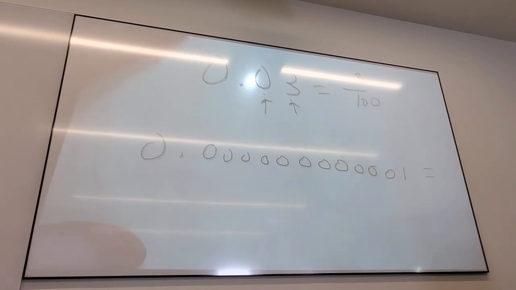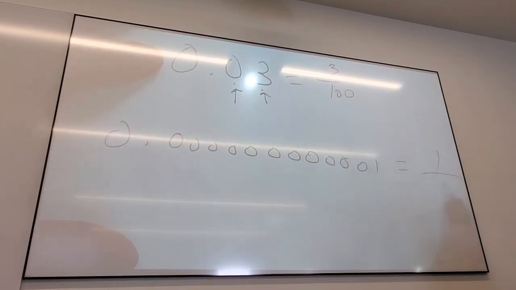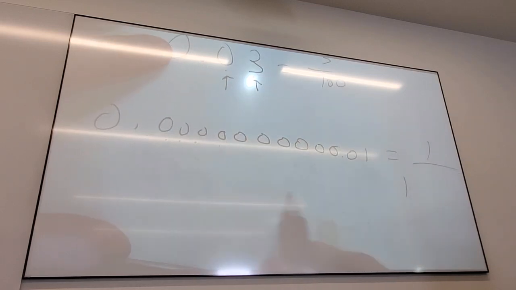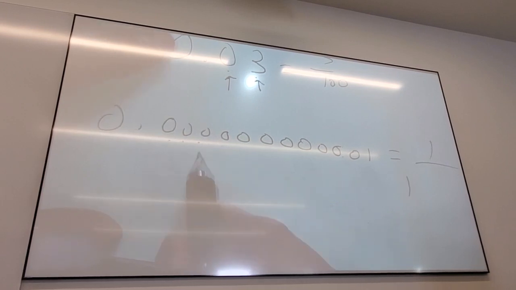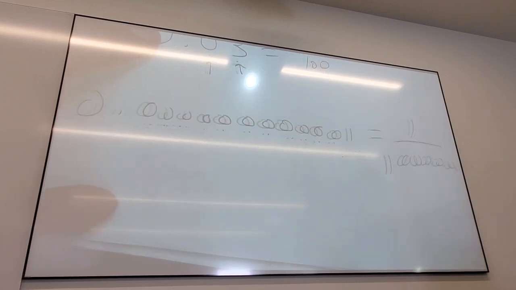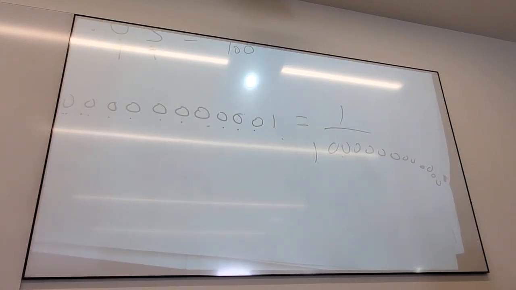0.000000000001. How many decimal places? Not just zeros, but how many decimal places, right? 1, 2, 3, 4, 5, 6, 7, 8, 9, 10, 11, 12. So 12. You've got to count to the corner. 1 over 1 times 10 to the power of 12. Yes.